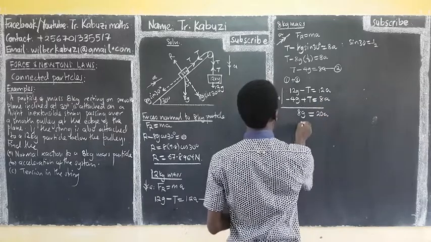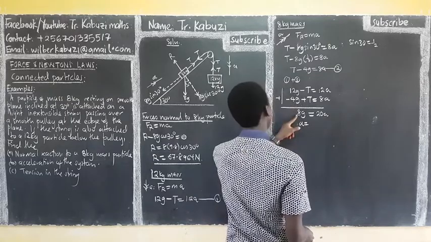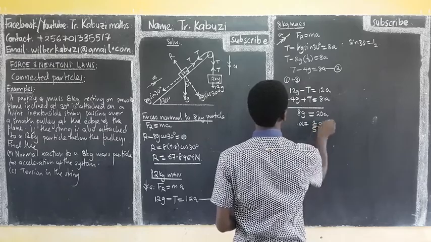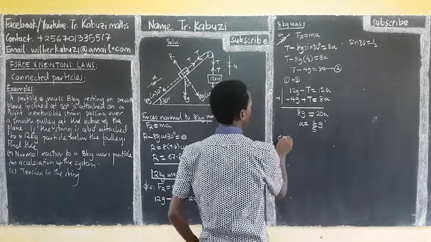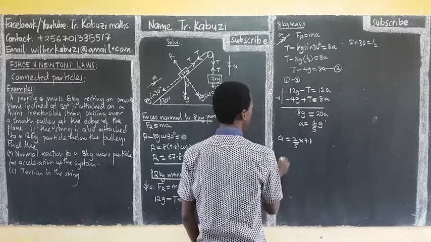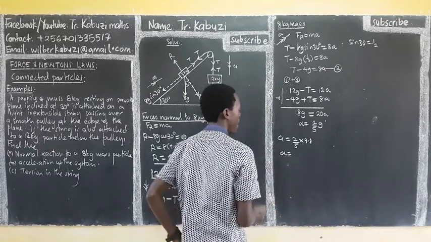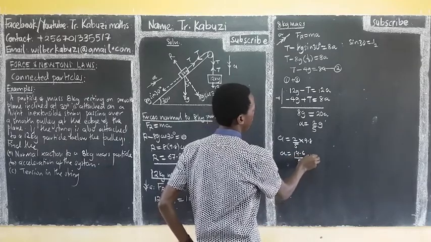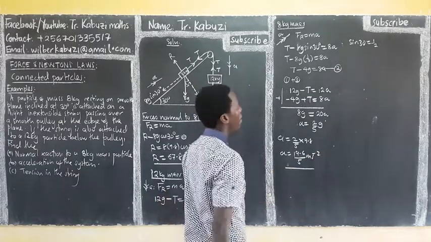So my acceleration is going to be, you can divide by 4, by 4 here you have 2, by 4 here you have 5. So 2 over 5 g. Our g is 9.8, so a is 2 over 5 times 9.8, which becomes 19.6 over 5 meters per second squared, which you can give to two decimal places.